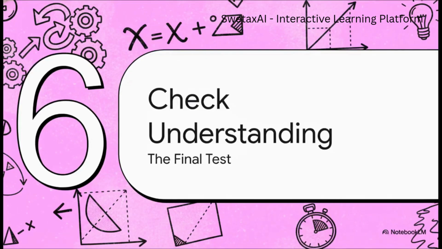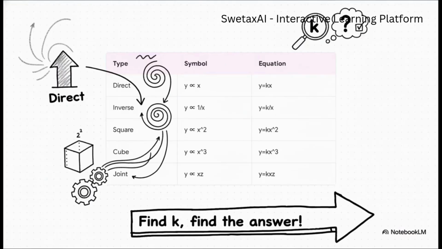Section 6. Check your understanding. The final test. It's time to actively apply what you've just learned. But before the questions, take a quick mental snapshot of this summary. This is your ultimate cheat sheet summarizing the source material. We've got direct, inverse, square, cube, and joint variations right alongside their proper equations. And remember our golden rule one last time before we begin. Find k, find the answer.